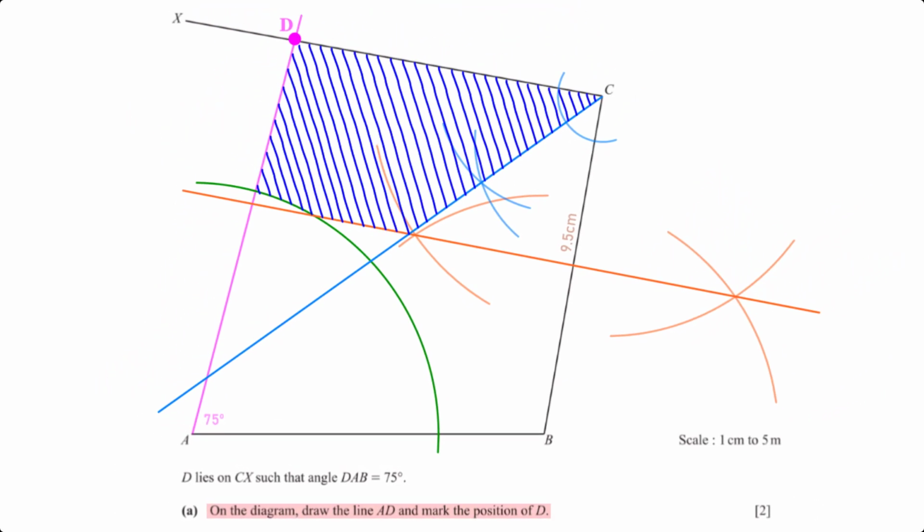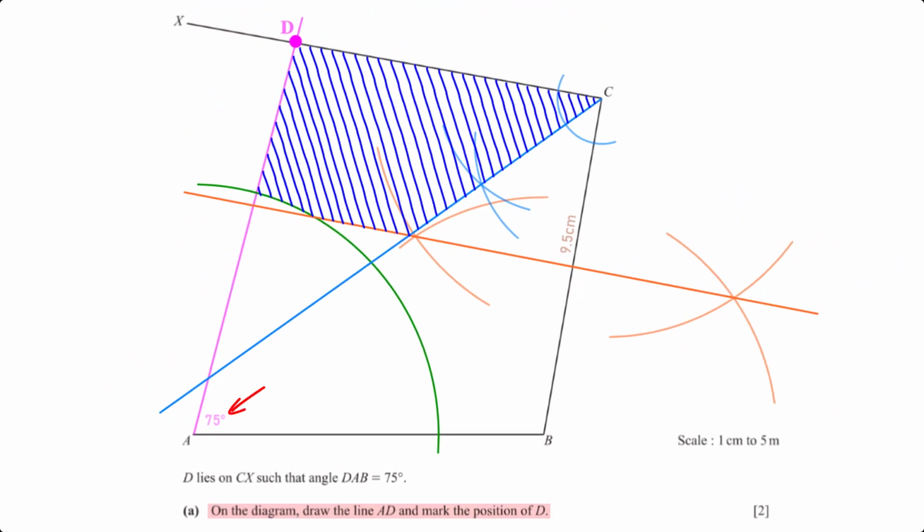Using a protractor, we measure and mark an angle of 75 degrees from point A. When we are done, we draw a line from point A through the 75-degree mark. The point where this line cuts CX is point D.